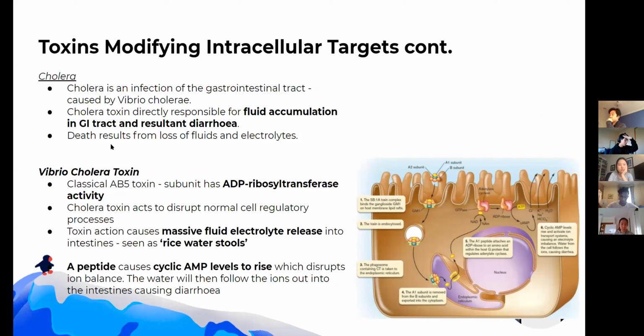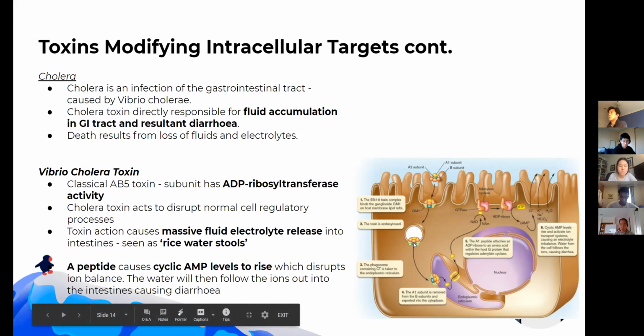So the next compound AB toxin that we're talking about was the cholera toxin. It has a subunit that is also an ADP ribosyl transferase. What the A component of this toxin does is essentially cause massive fluid and electrolyte release, and this is what results in the diarrhea that we get when we are infected with cholera. Typically we see it as rice water stools, because the diarrhea has this white murky color, kind of like what it would look like after you wash your rice.